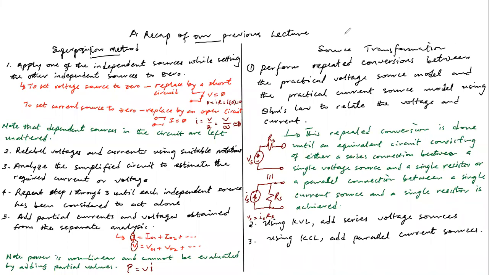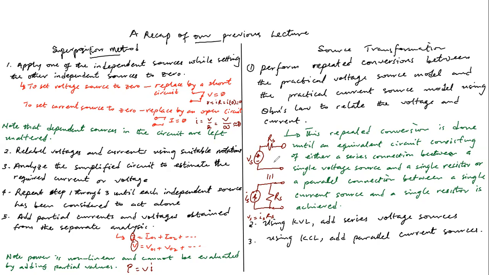Now, for the source transformation method, we established that it would be necessary to perform repeated conversions between the practical voltage source model and practical current source models using Ohm's law to relay the voltage and current. This repeated conversion is done until an equivalent circuit consisting of either a series connection between a single voltage source and a single resistor, that is what we have here, or a parallel connection between a single current source and a single resistor is achieved, something we have here.